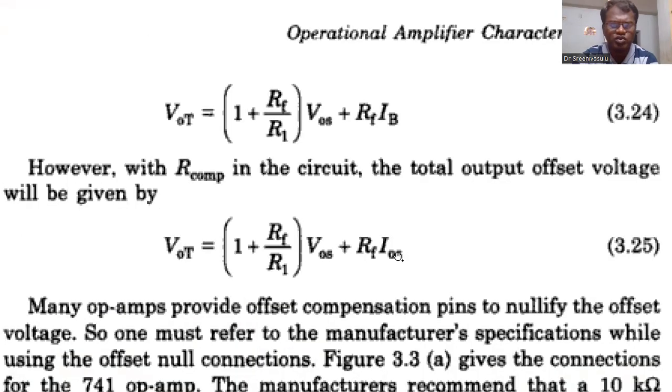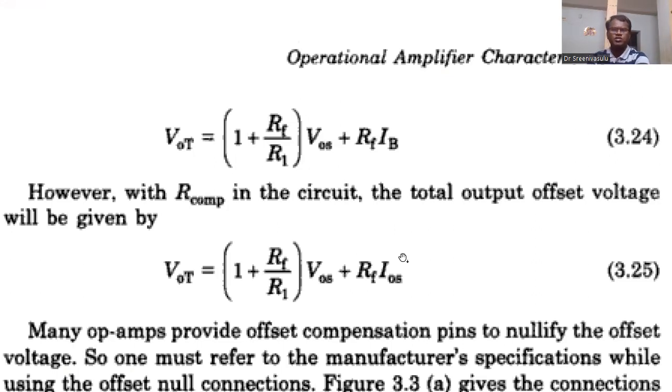If you see the total offset voltage, it is nothing but like a superposition concept. We can calculate the bias current effect, and calculate the offset current effect, and then add these. The total offset voltage VOT is equal to 1 plus RF by R1 into VOS, the offset voltage, plus RF into IOS, the input offset current.